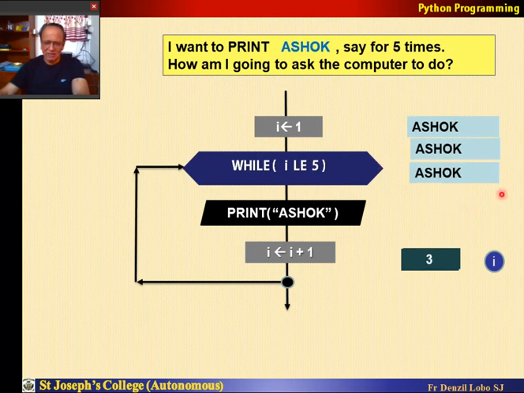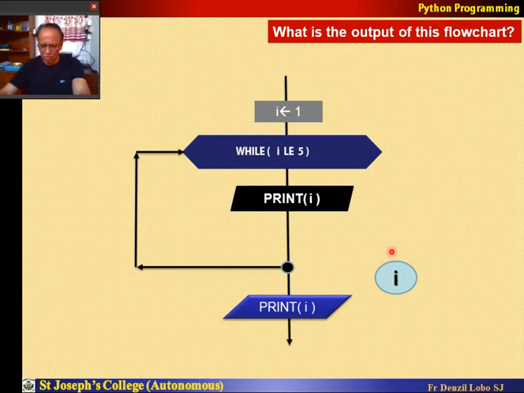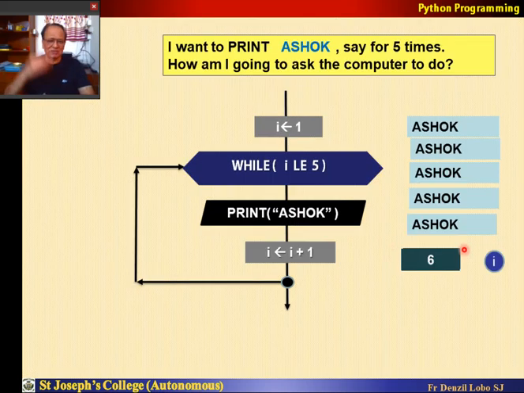It prints for the third time. I becomes 4. It prints for the fourth time. I becomes 5 here. Comes in. It is true. Prints for the fifth time. Then here, printed for the fifth time, I becomes 6, and this is not true. Therefore, it will come out of the loop. So this is how we are going to use the while statement.